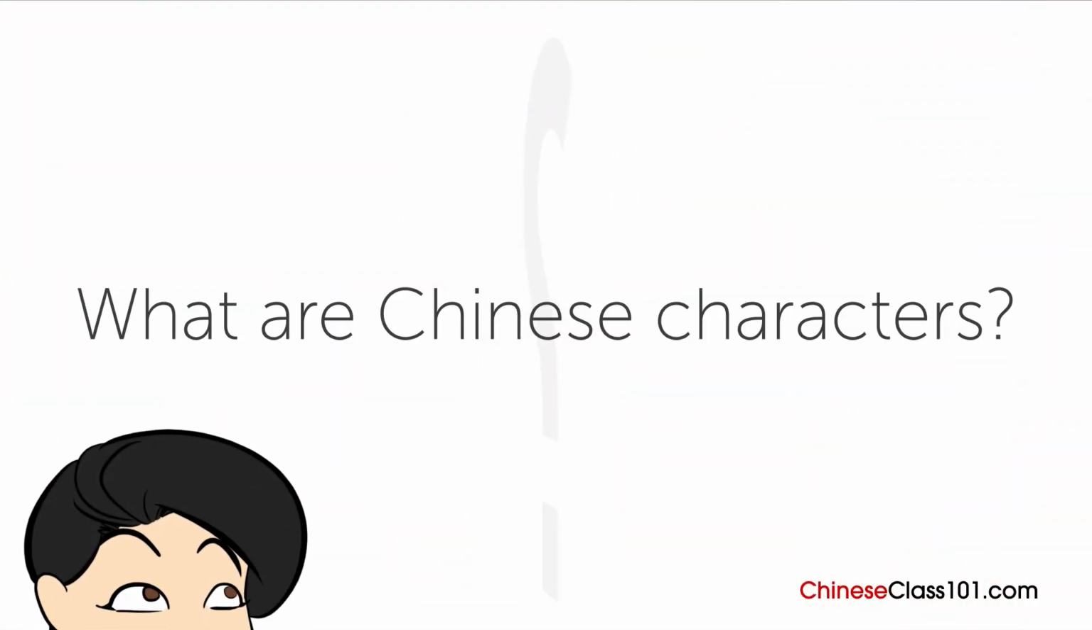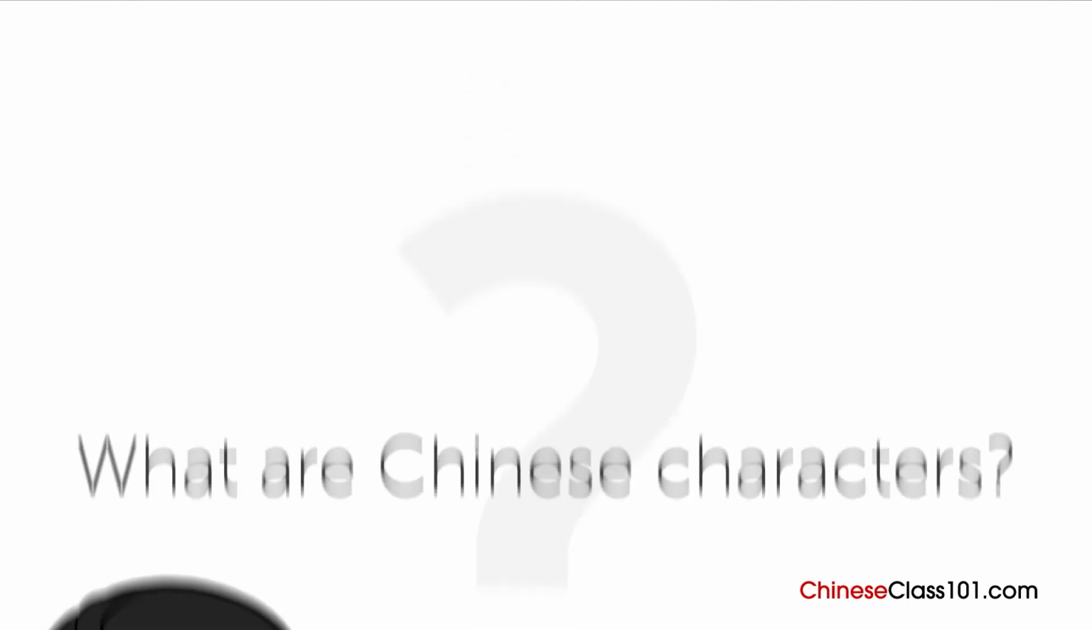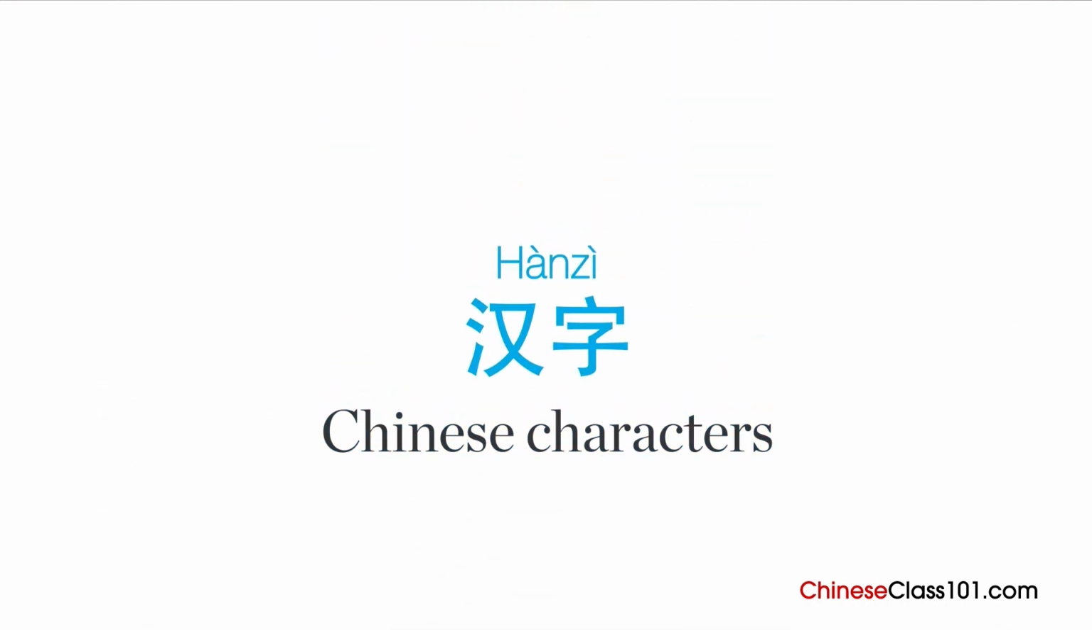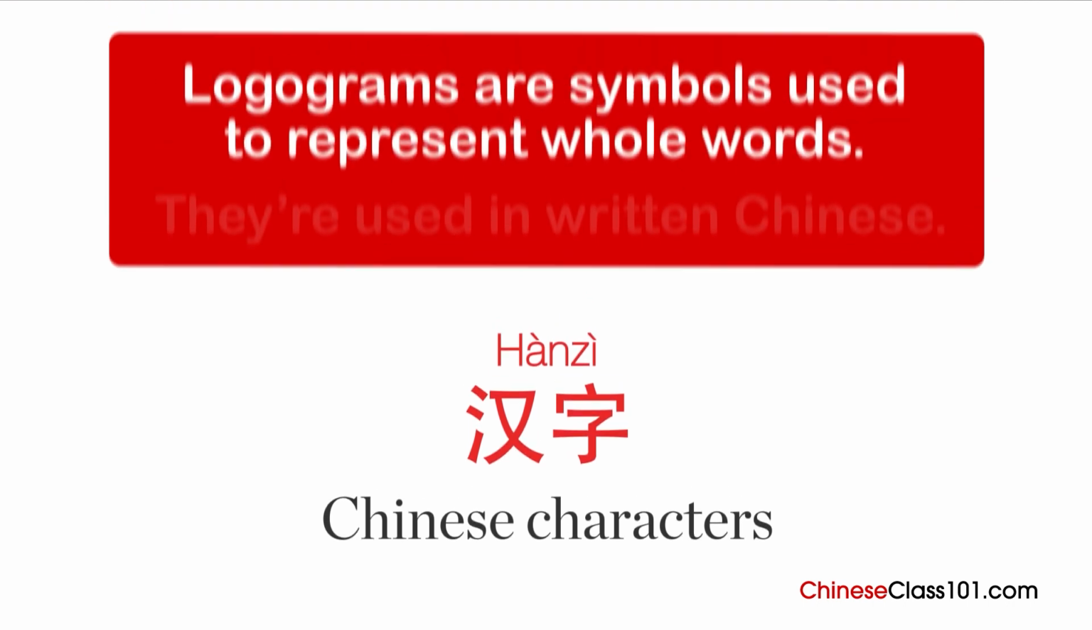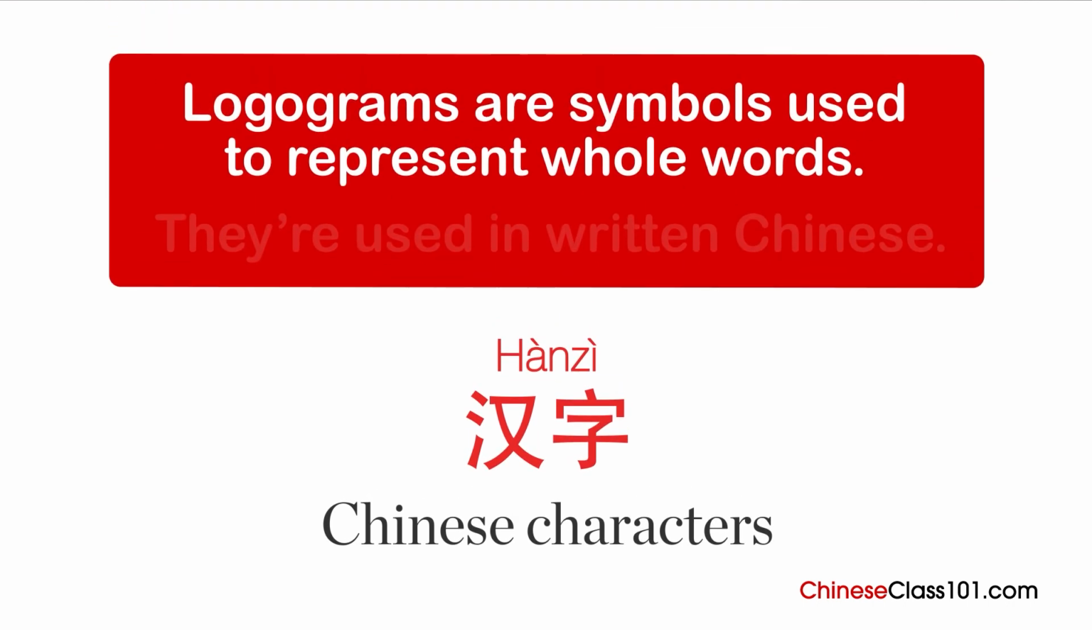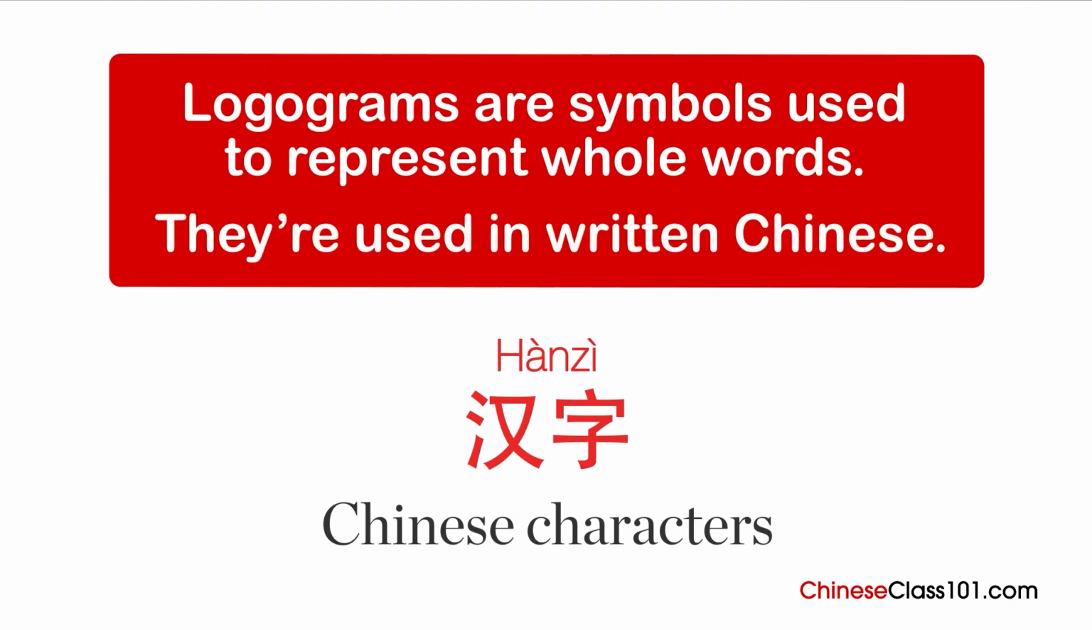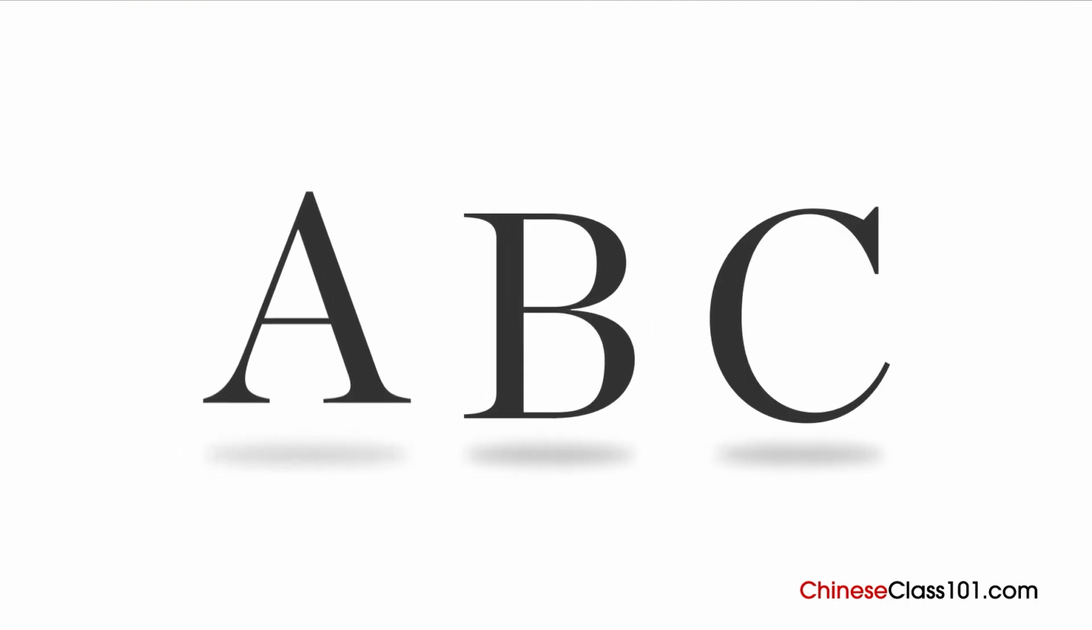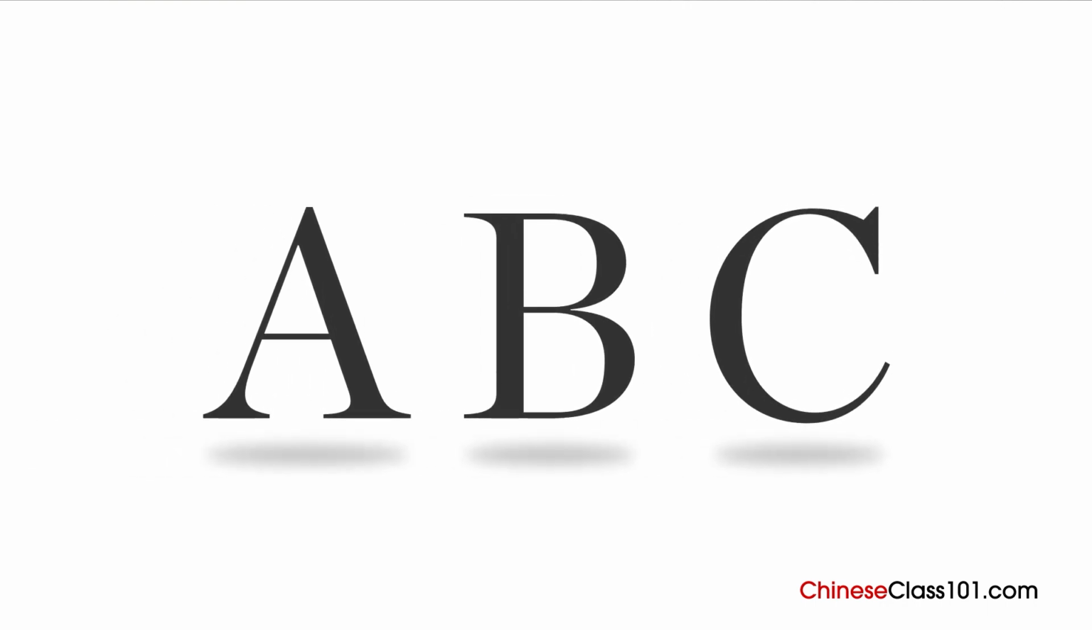The question for this lesson is, what are Chinese characters? Chinese characters, 汉字, are logograms. These are symbols used to represent whole words. They're used in written Chinese. In English, we use an alphabet to spell out each word.